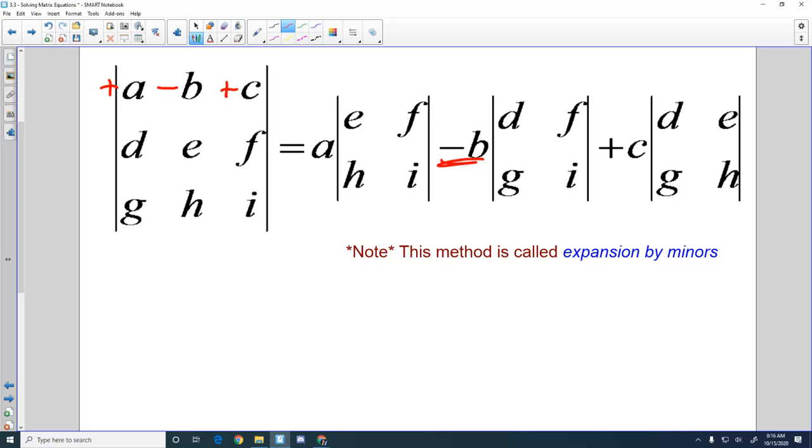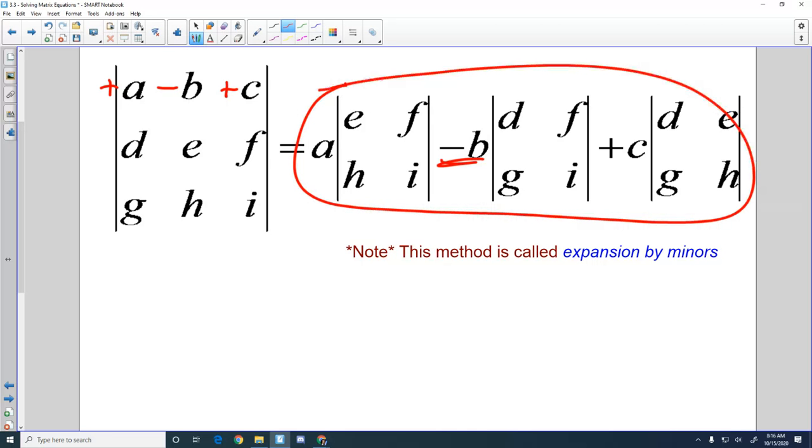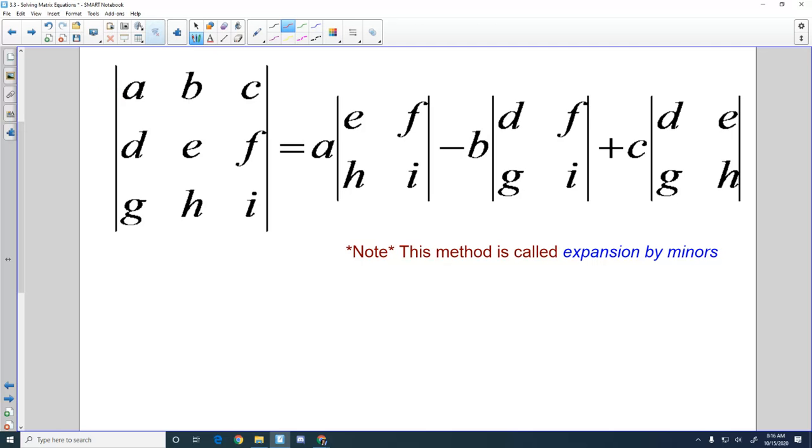Now, why would you need to do that? Well, just for this example, I showed you how to do this with the first row. But to find the determinant of a 3 by 3, you can do it with any row. I could do it with the second row or with the third row if I wanted. So I could also do the same thing. If I started with like the D, I could cross off the rest of that row and the rest of that column and see how I'm still left with 4 numbers.